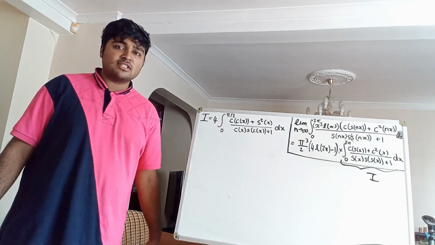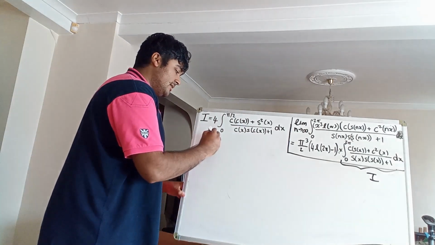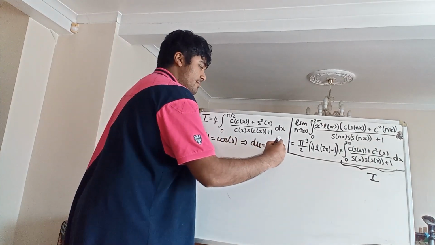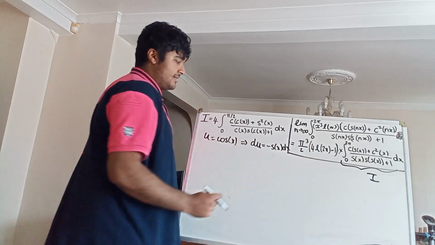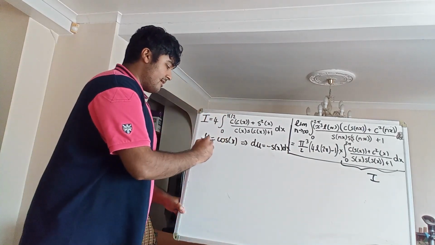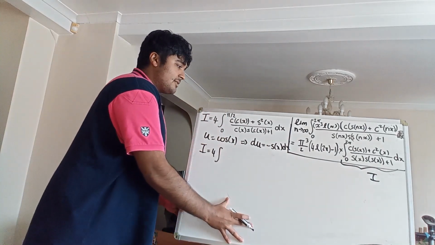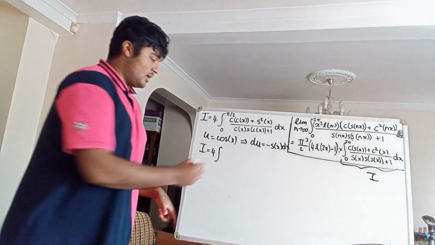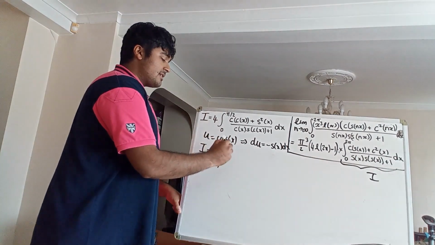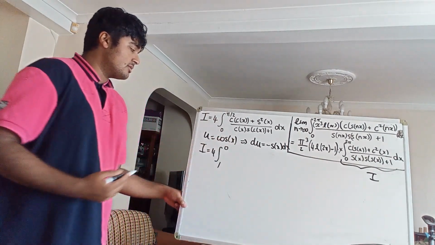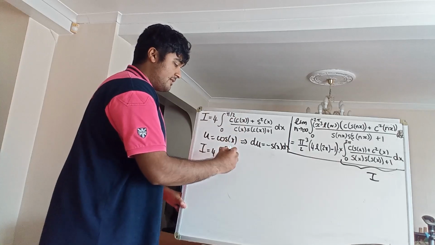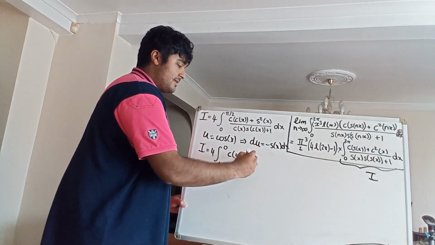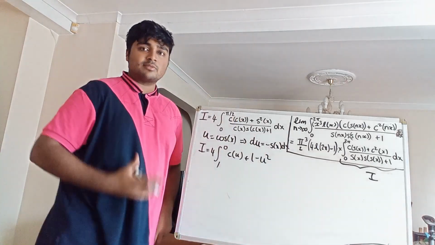The next thing we're going to do is just a u substitution. So we're going to have u is equal to cosine of x. That means that du is just going to be minus sine of x dx. If we plug that in, we get that I is equal to 4 times the integral now. When x is 0, u is going to be cosine of 0, which is 1. And when x is pi over 2, we get cosine of pi over 2, which is 0. So 4 times the integral from 1 to 0 of cosine of u plus sine squared of u, which is just going to be 1 minus u squared, because cosine squared plus sine squared is 1.